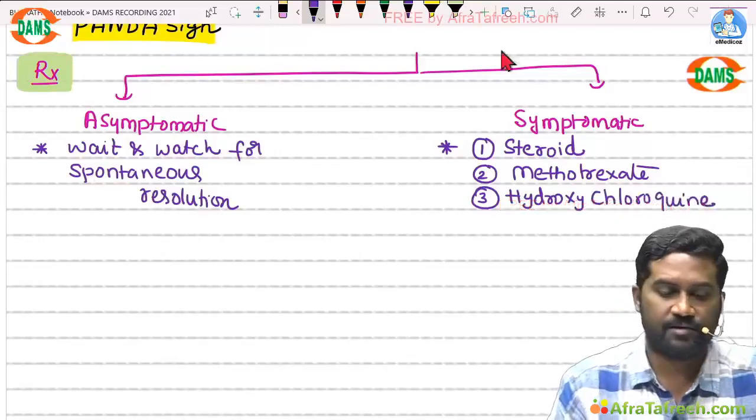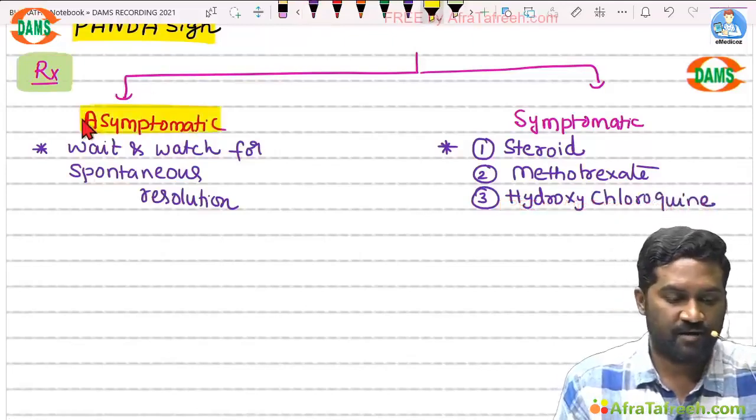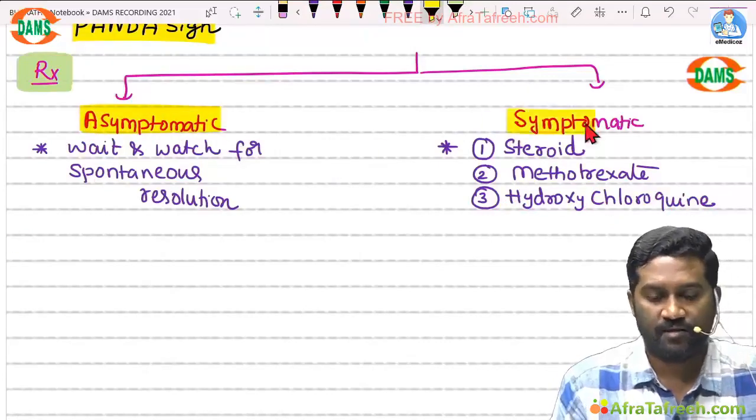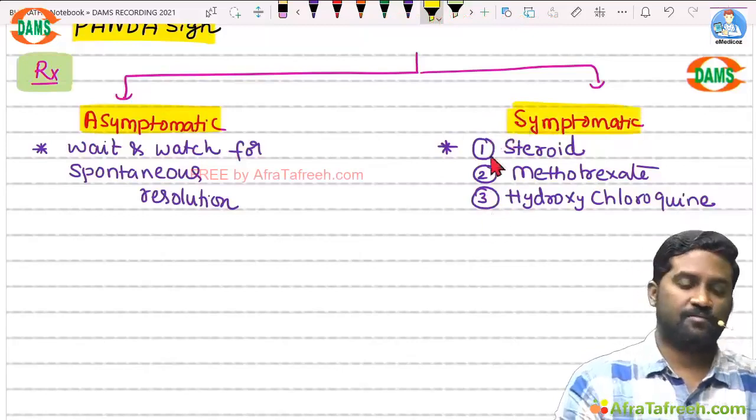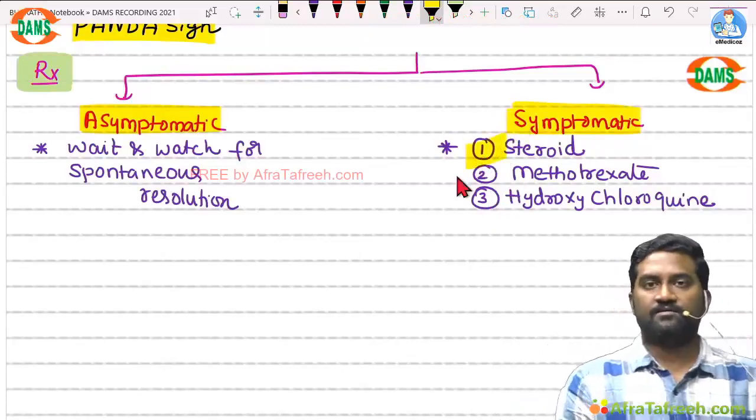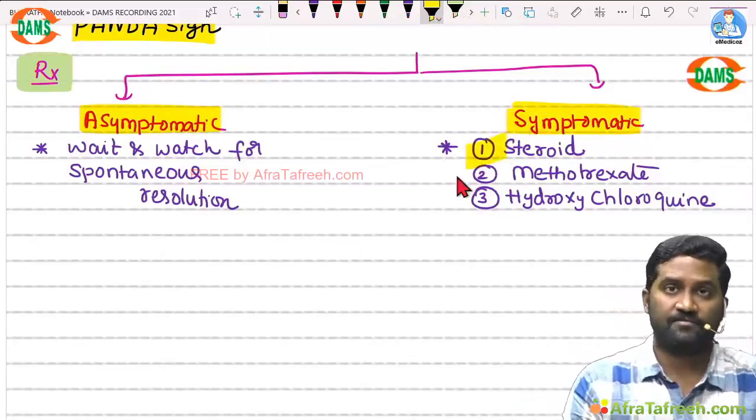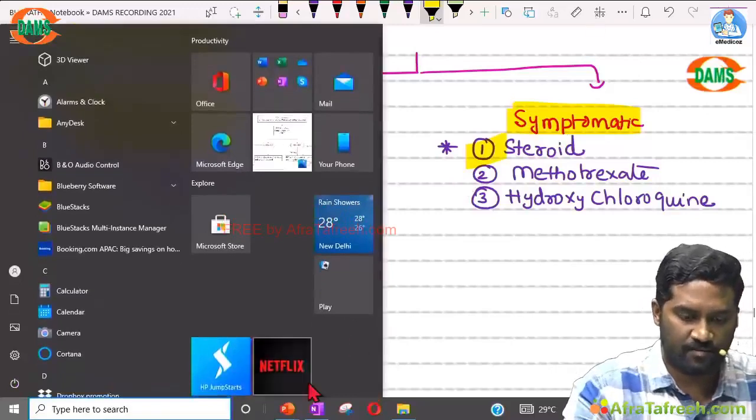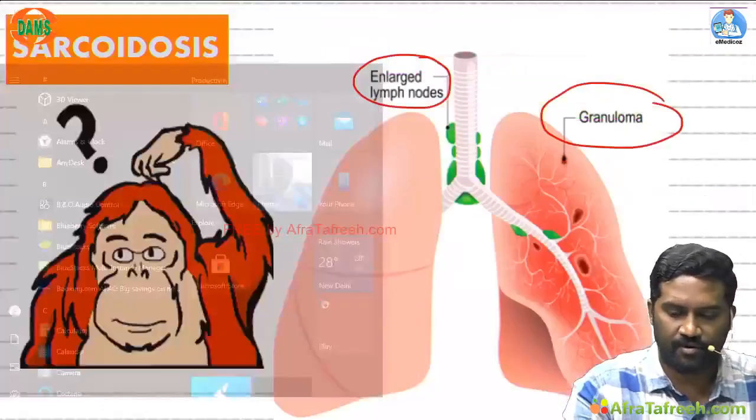Point to remember here is, if the patient is asymptomatic, wait and watch for spontaneous resolution. If the patient is symptomatic, the most important treatment will be steroid. We don't know why exactly sarcoidosis is happening. In a few, it can resolve by itself. Let us see some images related to sarcoidosis.